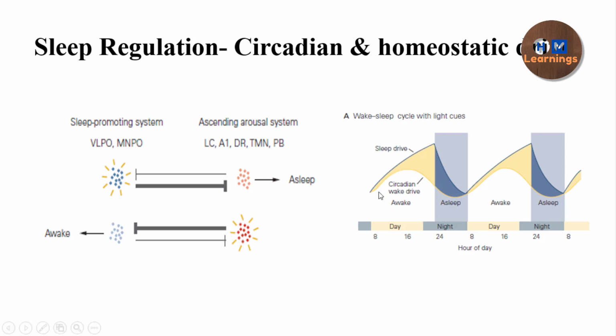During the day, the sleep drive is increasing, but the circadian drive is also increasing. The circadian drive ensures that you are not sleeping, so it counterbalances the sleep drive. As the night comes, or as your usual bedtime comes, the circadian rhythm collapses, and here the sleep drive is at its maximum. So the tendency to sleep is maximum.